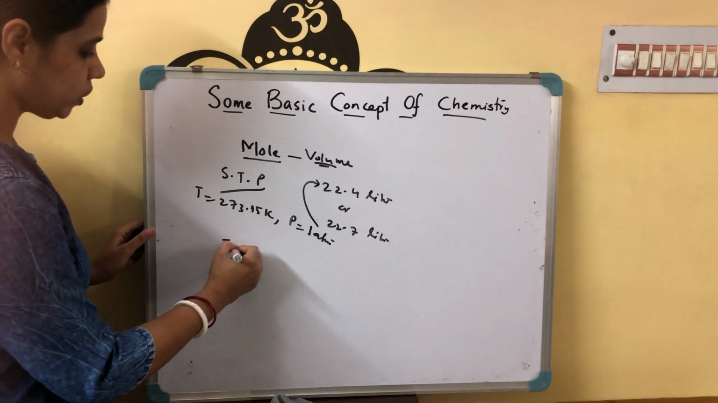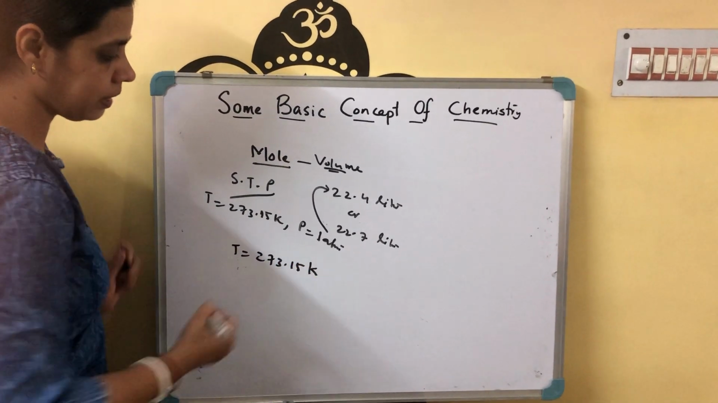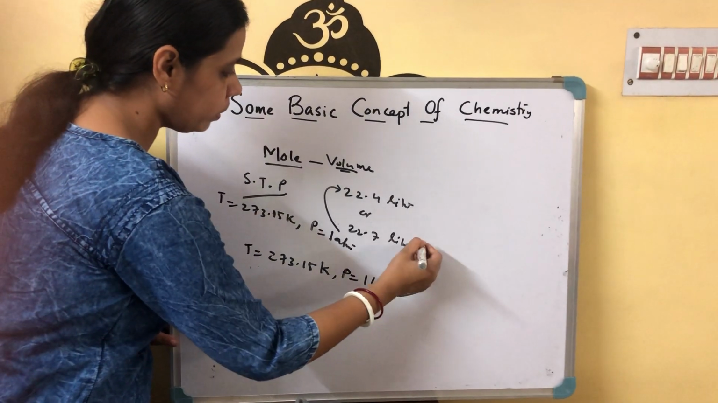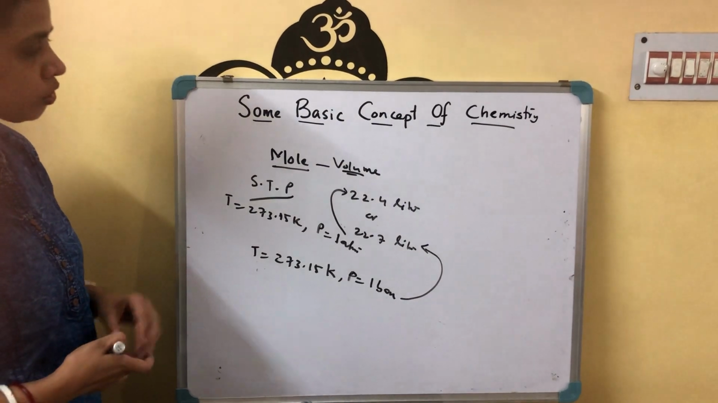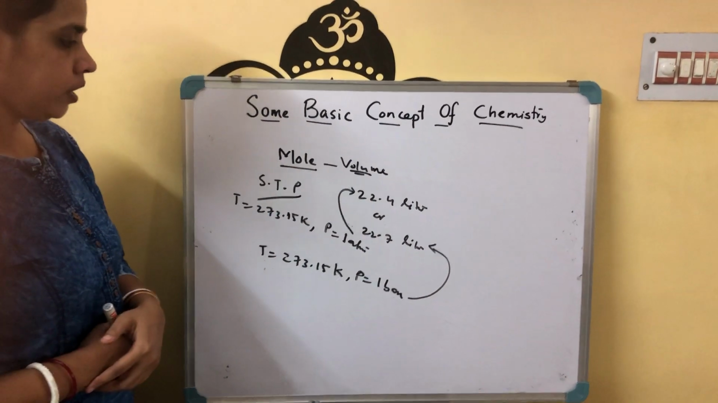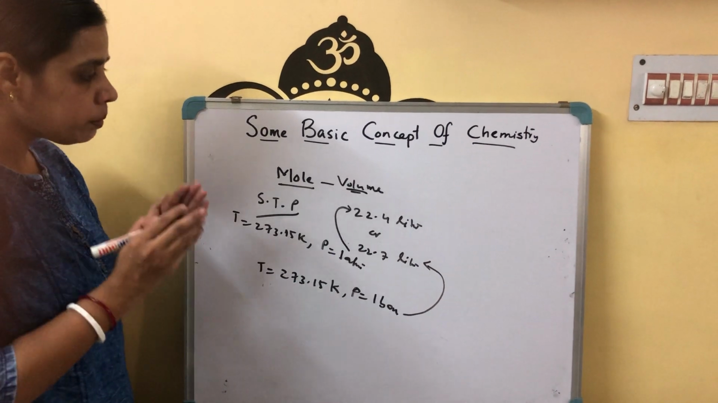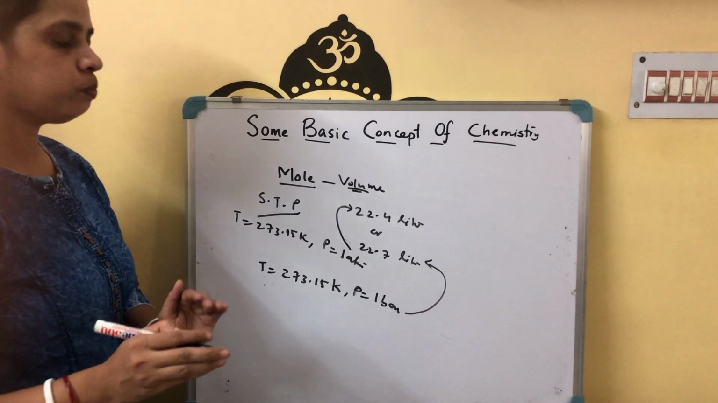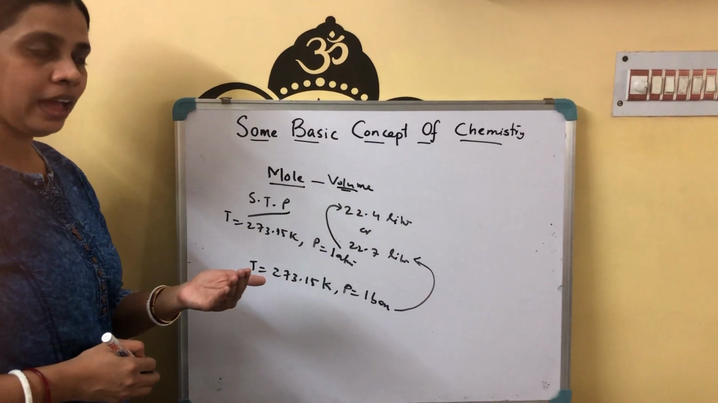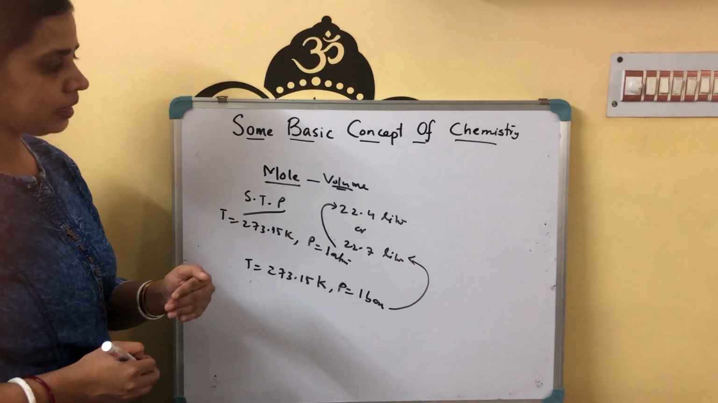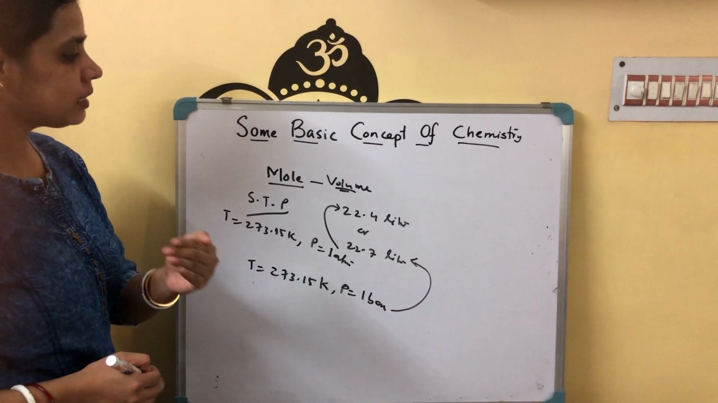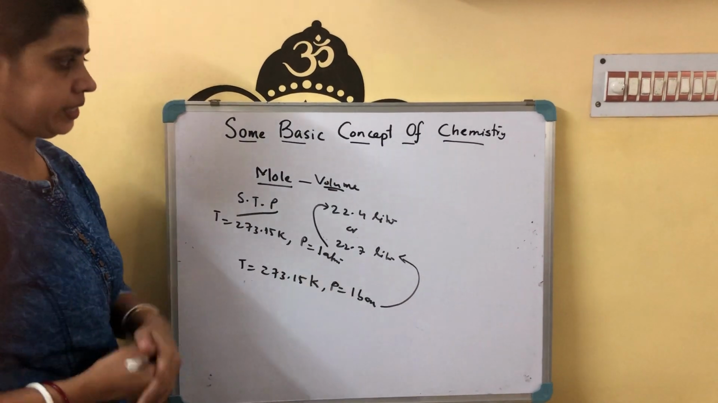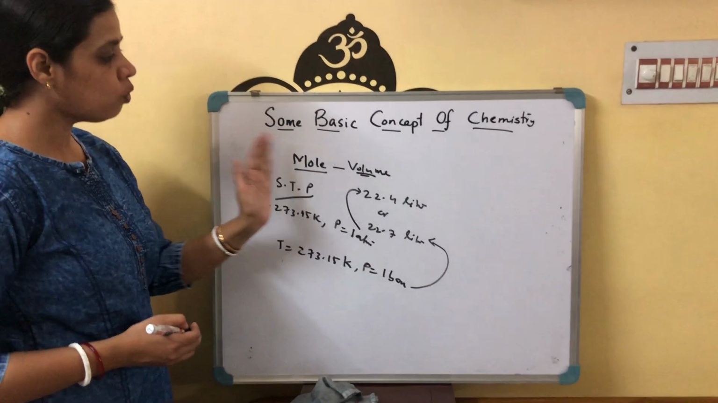But when the temperature is 273.15 Kelvin and the pressure is 1 bar, the value will be 22.7 liter. So this is the relation between mole and volume. Here I can say that 1 mole of oxygen molecules at STP has a volume of 22.4 liter. Similarly, for another gas like chlorine, 1 mole of chlorine molecules at STP has a volume of 22.4 liter when it is in gaseous state.